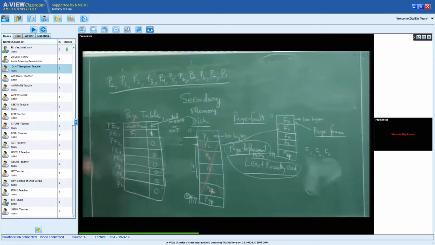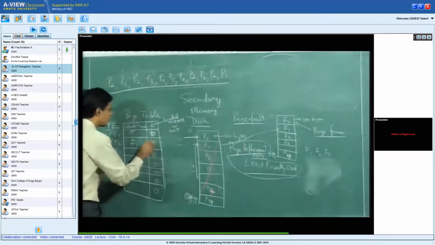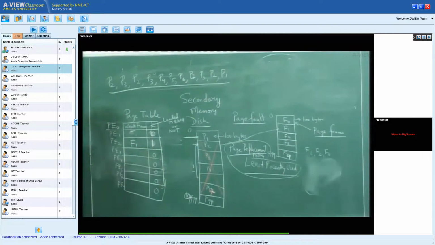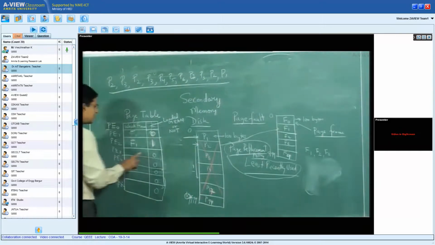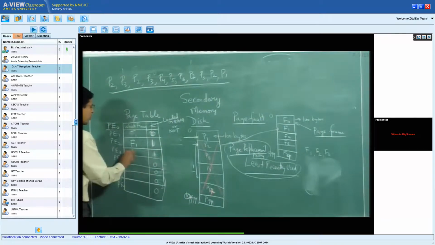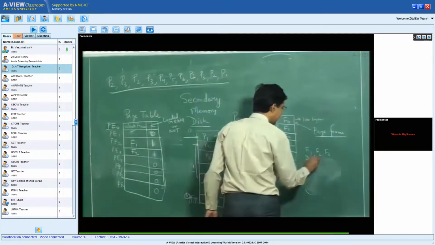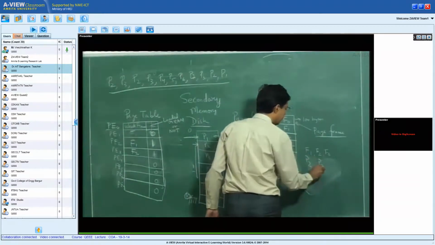Now the program starts executing P3. So this is page 2, sorry, F1, and now it sees page 3 and there again it finds page 3 is 0. So there is a page fault. So it puts 1 here and it loads it into frame 2. So P2 is here and P3 is here.